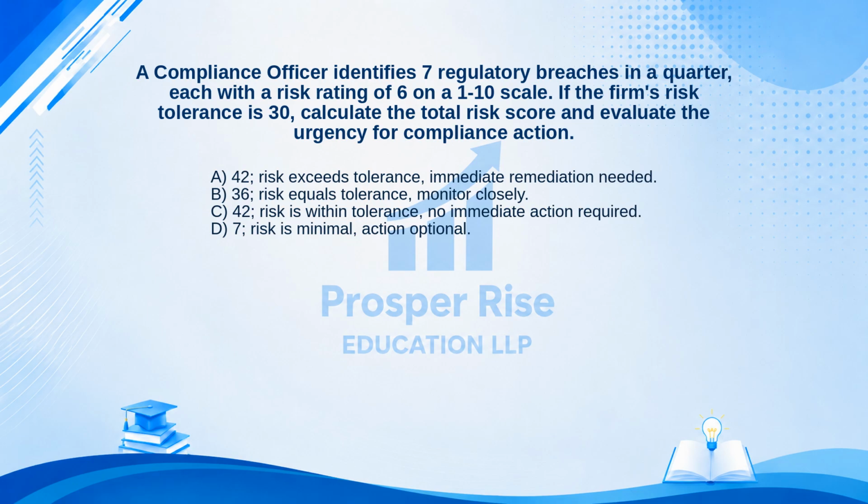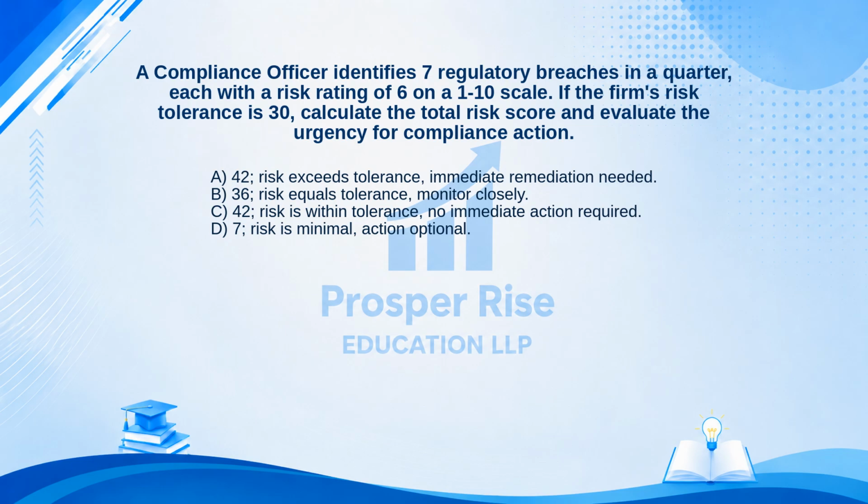Here are your options. A. 42. Risk exceeds tolerance. Immediate remediation needed. B. 36. Risk equals tolerance. Monitor closely. C. 42. Risk is within tolerance. No immediate action required. Or D. 7. Risk is minimal. Action optional. Take a moment to pause the video and decide.